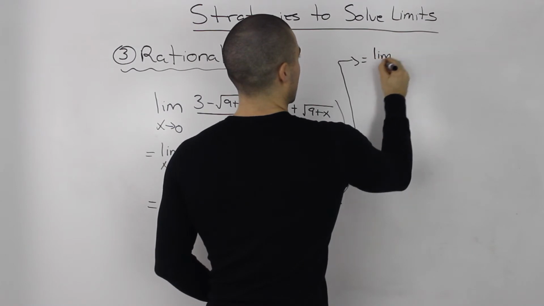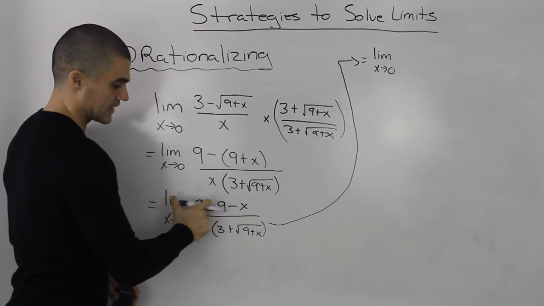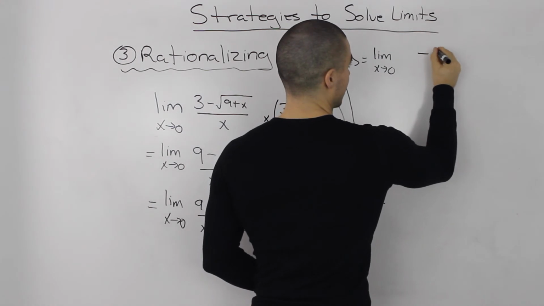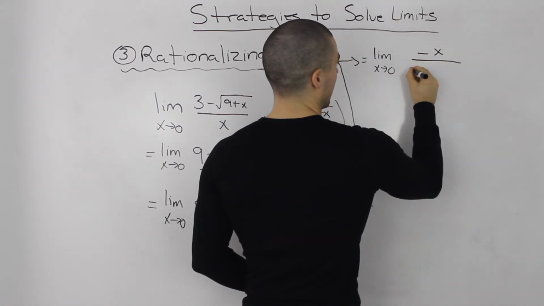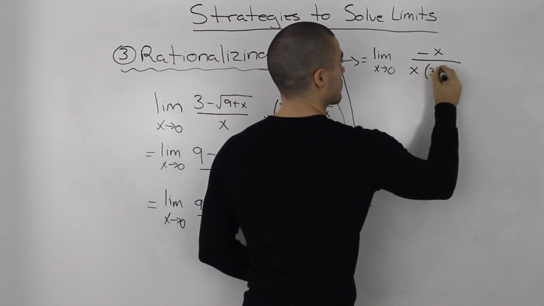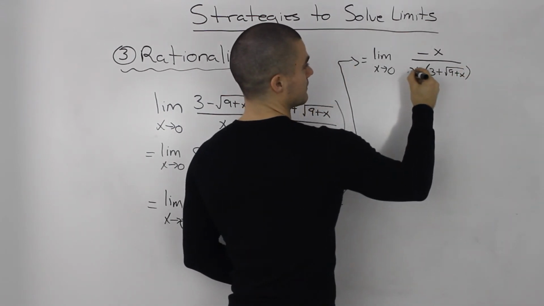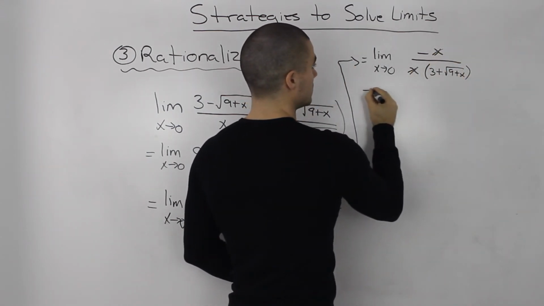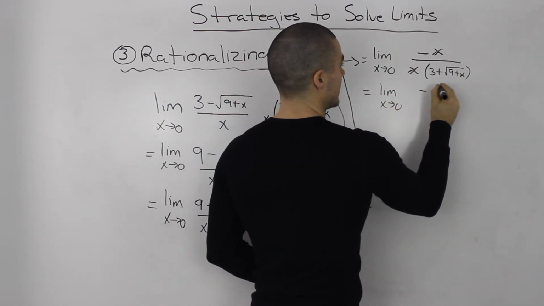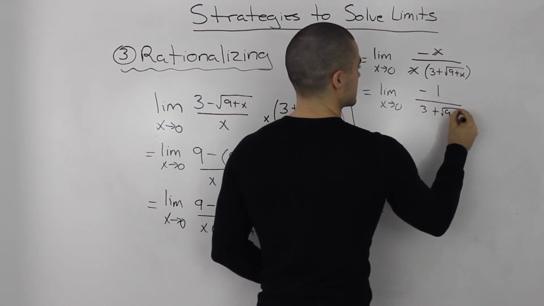So the limit as x goes to 0, and then notice how in the numerator the 9's will cancel out. They'll net out to 0, and we'll just be left with a negative x in the numerator. And then in the denominator, we'll keep it the same. We'll have x, and then 3 plus root 9 plus x. And then the x's cancel out, which is what we want. So we'll have the limit as x goes to 0 of negative 1 over 3 plus root 9 plus x.